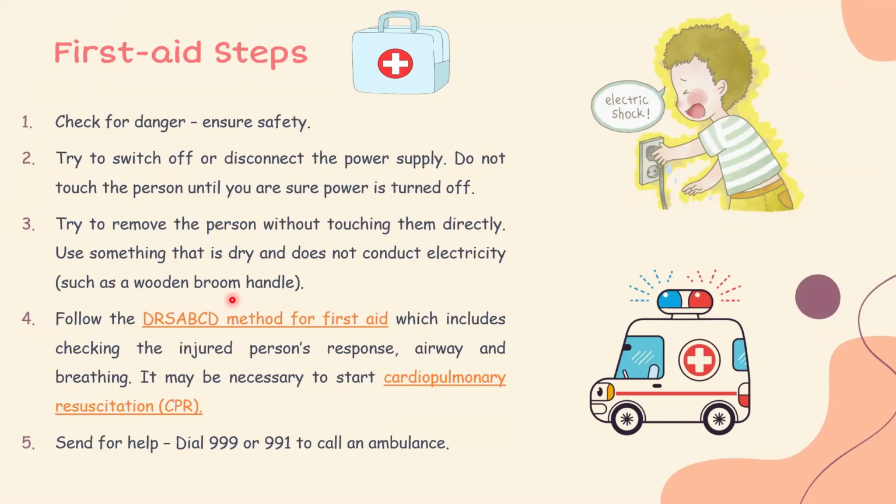It is important to know some first aid steps when electric shock happens. We have to make sure the injured person and others around are safe. Secondly, try to switch off or disconnect the power supply. Do not touch the person until the power supply is turned off. And if the power supply cannot be switched off, try to remove the person without touching them directly. You may use something that is dry and does not conduct electricity.